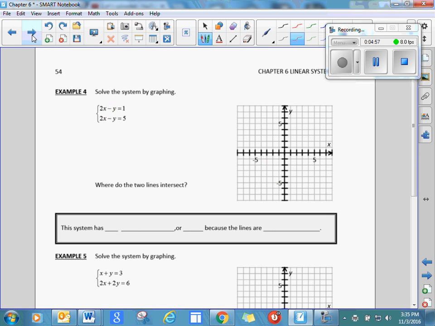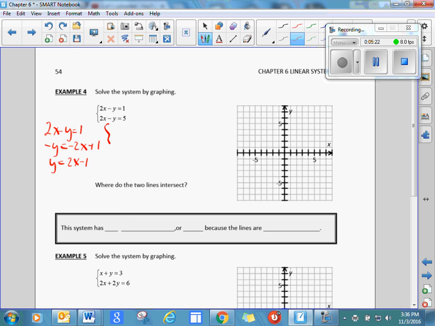I want to point out the next example. So here's one. There again, they're asking us to solve by graphing, and this looks like any other thing that we've done before. So I'm going to come over here with the first one, 2x minus y equals 1, and I'm going to start setting it up in the slope-intercept form. So minus y equals minus 2x plus 1, or positive y equals positive 2x minus 1.